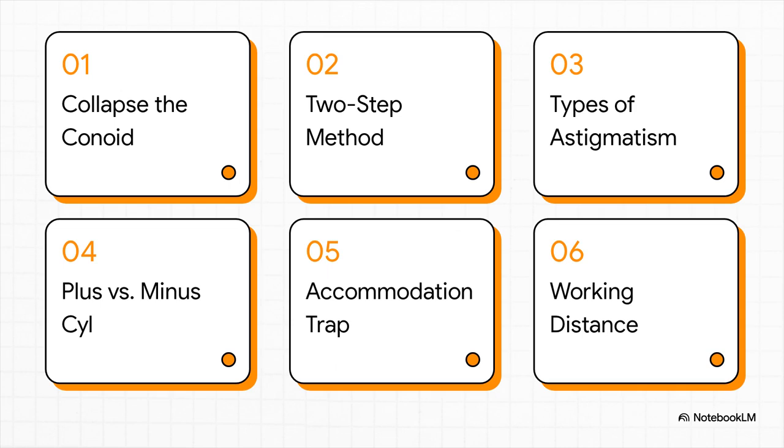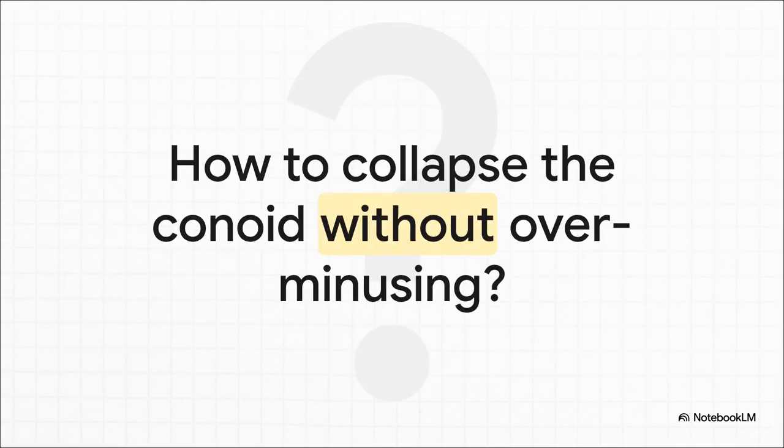We're going to cover 1. Collapsing the conoid of Sturm, 2. The two-step clinical method for retinoscopy, 3. The 5 types of astigmatism, 4. Plus versus minus cylinder techniques, 5. The patient accommodation board trap, and 6. Adjusting for working distance.